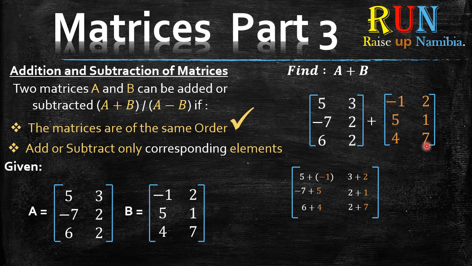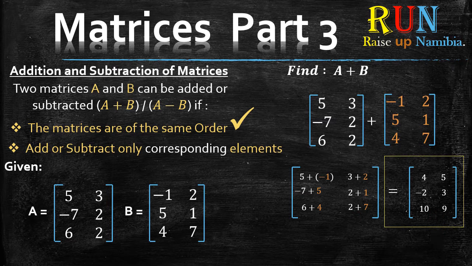Okay? So from here we add 5 plus negative 1, that will give us 4. Negative 7 plus 5 will give us negative 2. 6 plus 4 will give us 10. 3 plus 2 will give us 5. 2 plus 1 will give us 3. 2 plus 7 will give us 9. And that is your final answer. Let's take a look at another example.